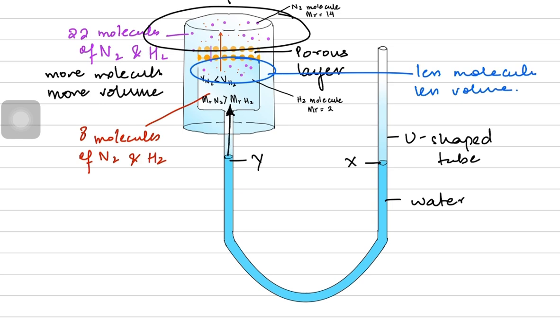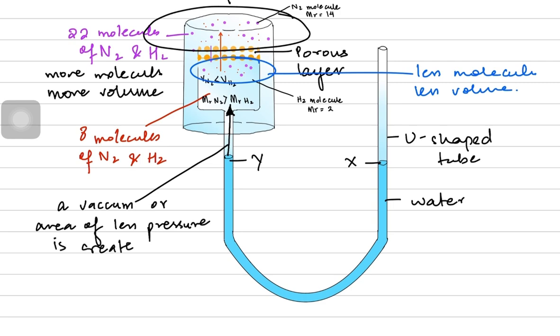So because of the vacuum created in the porous spot, water starts to get sucked towards the top. So water at the level of Y will move upwards. Because the porous spot is empty now, gases have left. So a vacuum or area of less pressure is created.